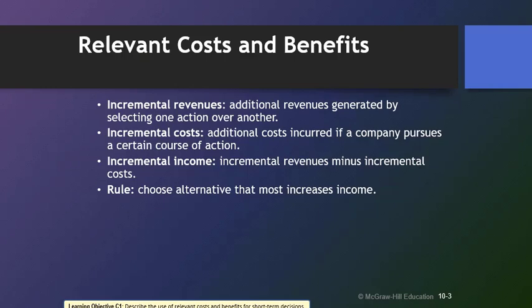So incremental revenues, these are additional revenues generated by selecting a certain decision, a certain course of action, or a certain option, okay? Incremental cost or differential cost are the additional costs that we incur to pursue that same choice or course of action. And then incremental income is the difference between the incremental revenues and the incremental cost, okay? Now, the general rule that we're going to follow is that we want to make the decision or choose the alternative that is going to maximize income.